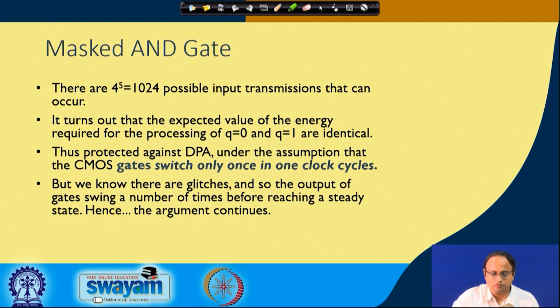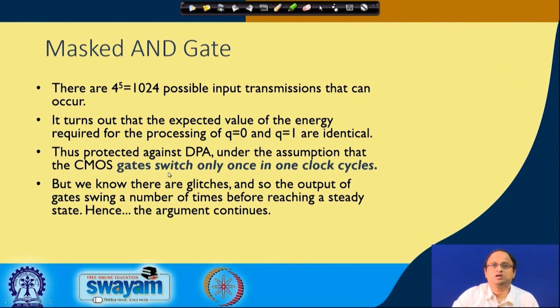If you do the same exercise for the masked gate, considering that the masked gate is a 5 input Boolean function, you can observe that the expected value of the energy required for processing Q equal to 0 and Q equal to 1 will be identical now. This shows that if the gate performs one transition at one time, then there is no leakage. That essentially means these are protected against DPA under the assumption that the CMOS gates switch only once in one clock cycle.